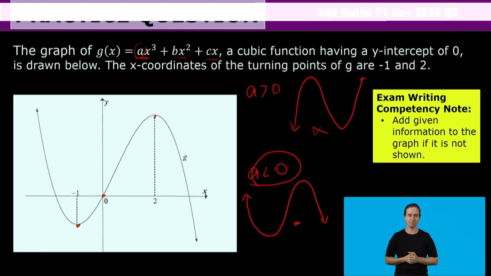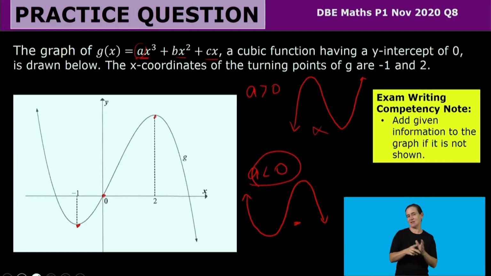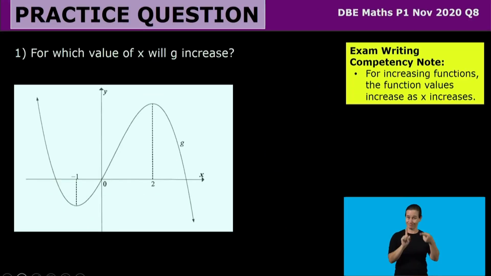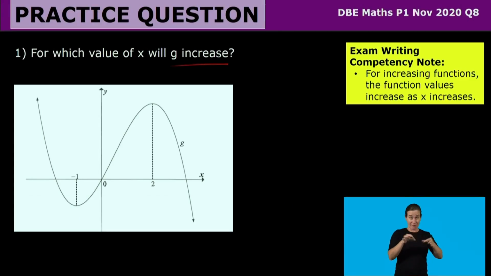And those are little checks that you need to do for yourself as you go through the exam, because it's just reminding you that if you get an answer that's positive, you need to go back and see if you've made any careless mistakes, because we can see already just from the shape, a has to have a negative value. Let's have a look at the first question. So the first question asks us, for which values of x will g increase?